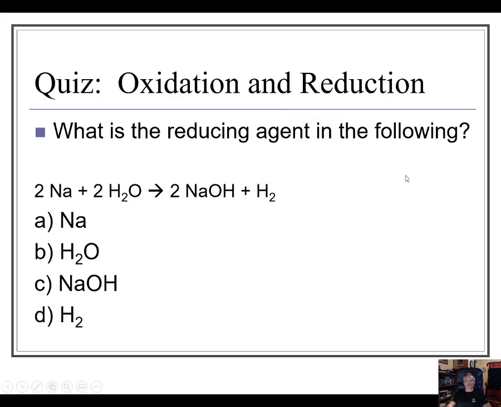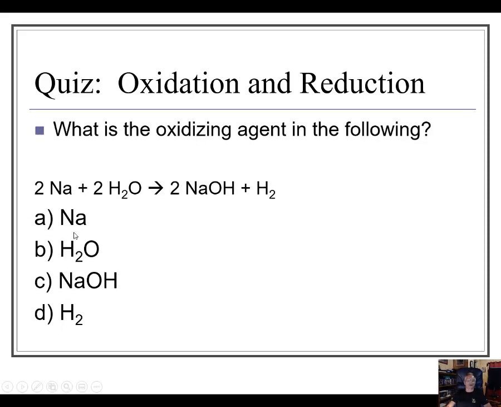What is the reducing agent in the following? Well, what are we going to look for? We're going to look for what gets oxidized. We already know that sodium is going from a 0 to a +1. It's getting oxidized, which makes it the reducing agent. Okay, so A would be our answer there. What is the oxidizing agent?